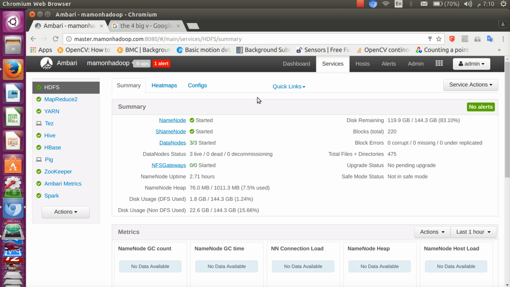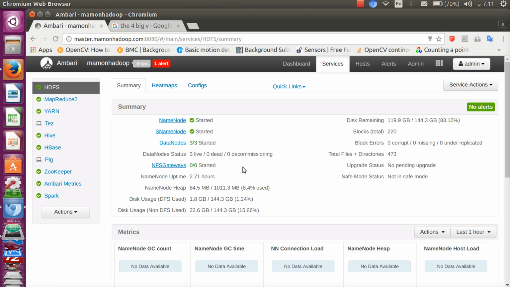If you can see this window, it is the Ambari server, and this Ambari server has installed HDFS, the Hadoop Distributed File System, with MapReduce, YARN, Pig, Hive, HBase, and other services. It is what we call the Hadoop ecosystem. So let's talk about Hadoop.